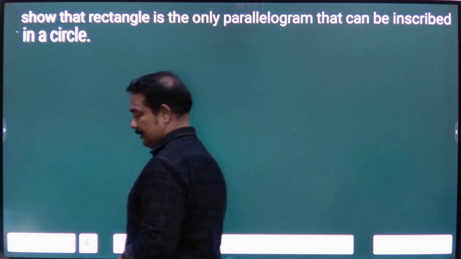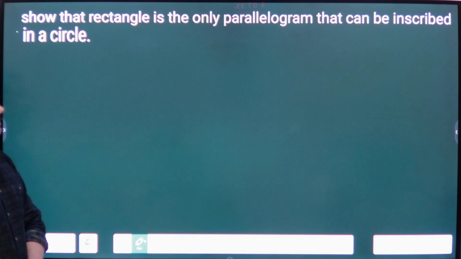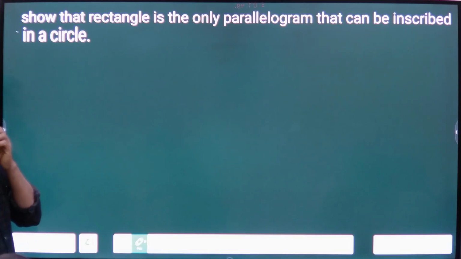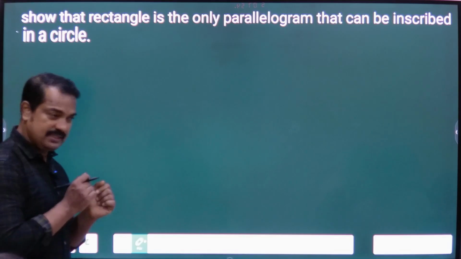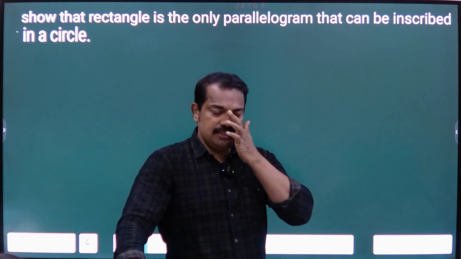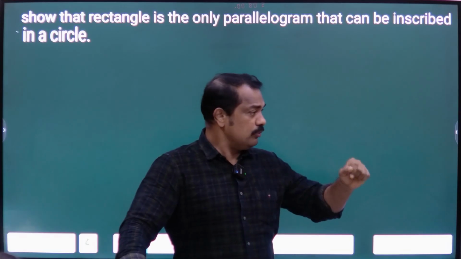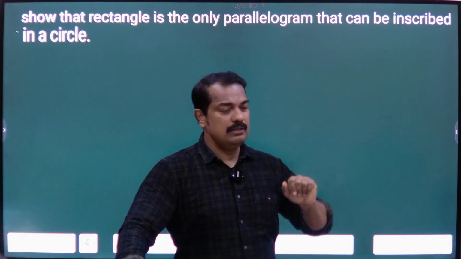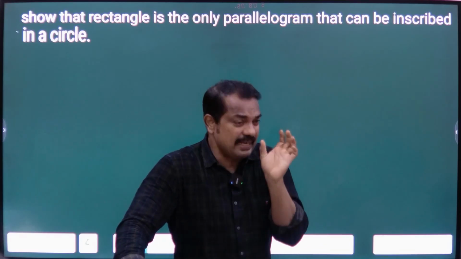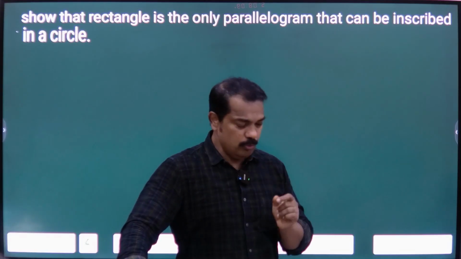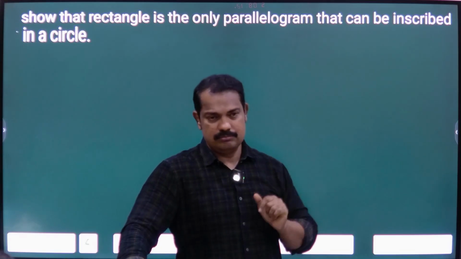Show that rectangle is the only parallelogram that can be inscribed in a circle. Means a circle is given and inside that circle a parallelogram is given. You want to prove that the parallelogram is a rectangle. How to prove a parallelogram is a rectangle?